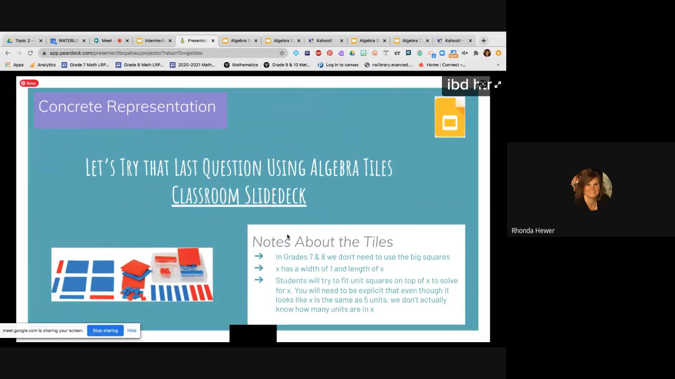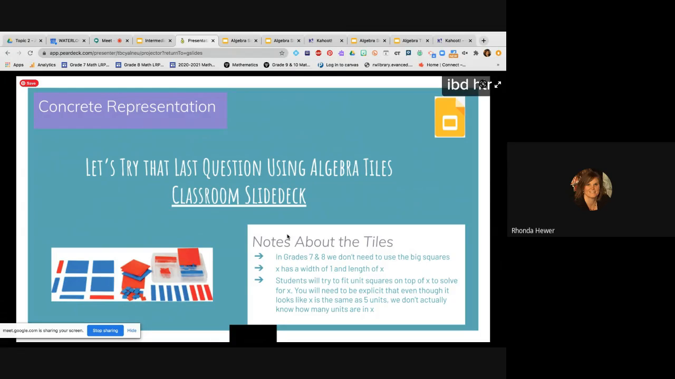In grade 7 and 8, we don't use the big squares of algebra tiles. Those are x squared because they have dimensions of x by x, and that's a quadratic, and we don't get into quadratics in elementary. So that would be something with a degree 2. We only do degree 1, which is linear relationships. When you're looking at the tiles, X has a width of 1 and a length of X, and X is supposed to be unknown. So we don't really know.